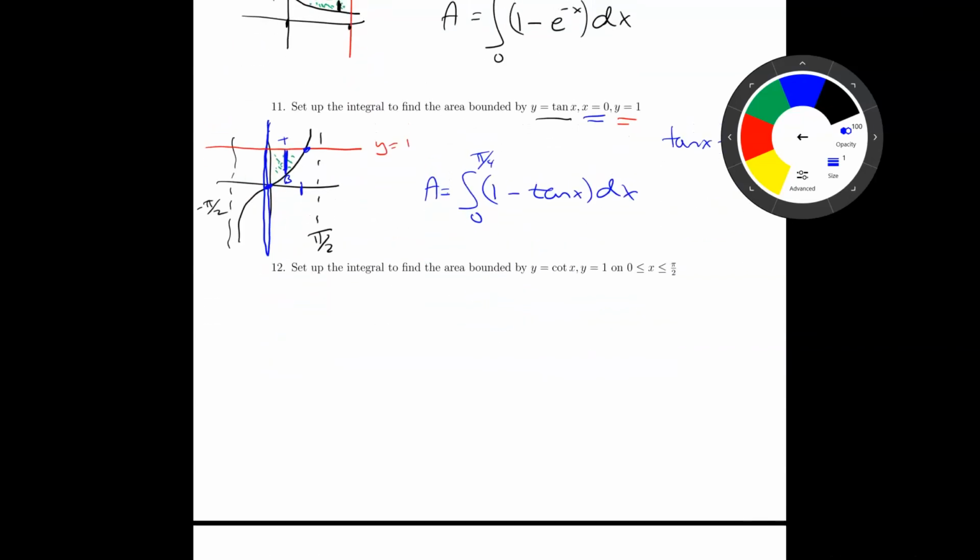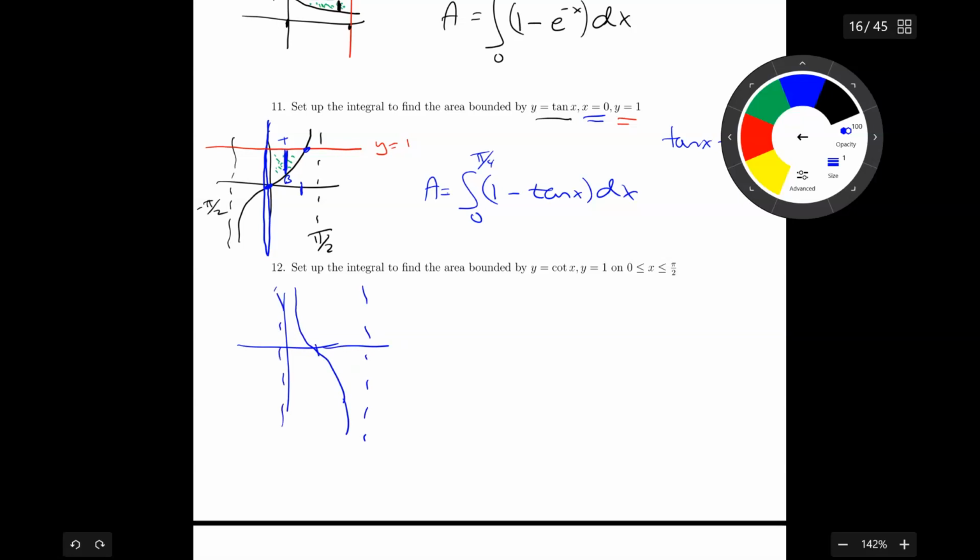All right, one last one. Cotangent. Cotangent looks like this, has asymptotes as well, right? Here and here, so it crosses at pi over 2, and the asymptote is at pi here. So they just want me looking between 0 and pi over 2, so here to here. And then y equal 1, so let's do that one in a different color. Y equal 1 looks like this.